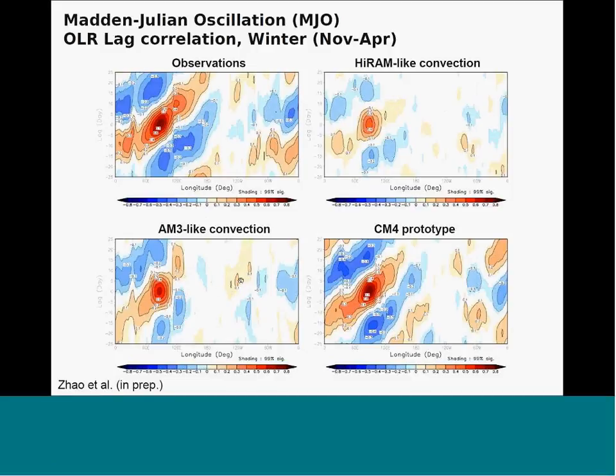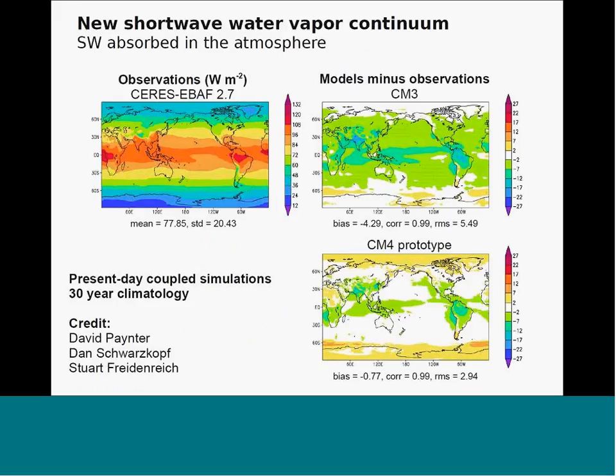In AM3-like, we have the convection as similar to what was in AM3. And this is the new prototype of CM4 that has the double plume convection from MingJa. And you can see that there's a dramatic improvement in MJO. In EM3, there was a little bit of an MJO, but extremely weak. In high-arm, it was almost non-existent. And now we have an MJO here that looks almost like the observation. This is quite an achievement that MingJa managed to do with his double plume convection. So we're hoping that we can maintain this improvement in the final version of CM4.